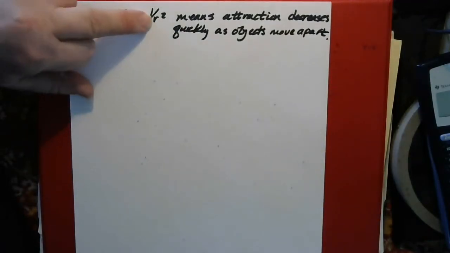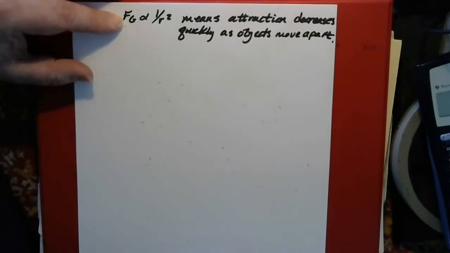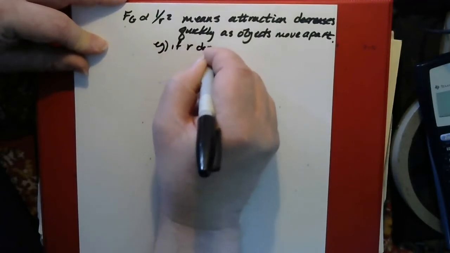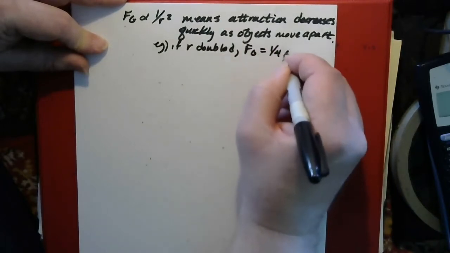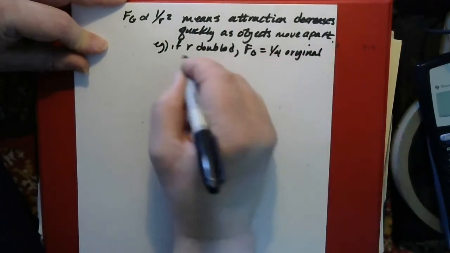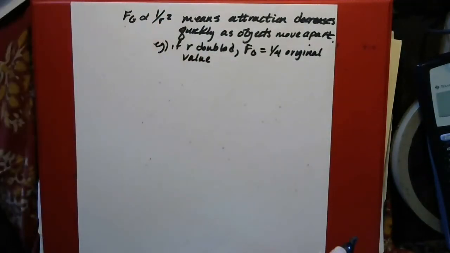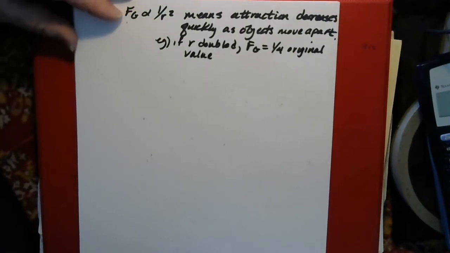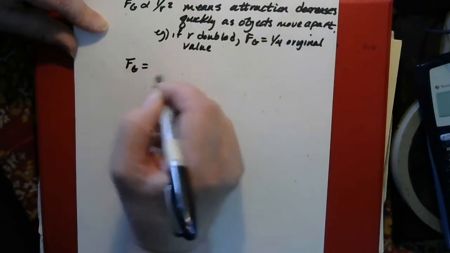Okay, so for instance, if you double r, the distance between the objects, then f sub g will be 1/4 what it was originally. If you triple r, that is, if you triple the separation between the objects, then fg is cut down to 1/9 what it was originally. So that's a big difference just for a small difference in the separation.